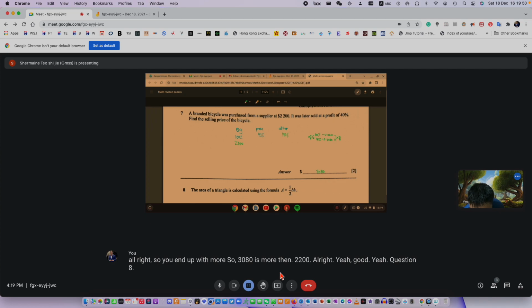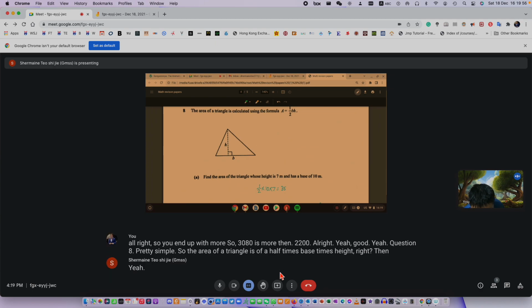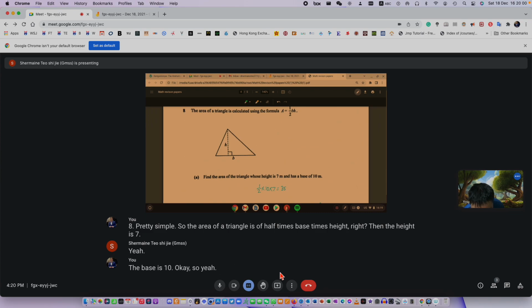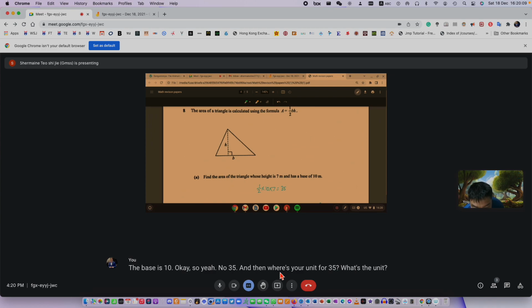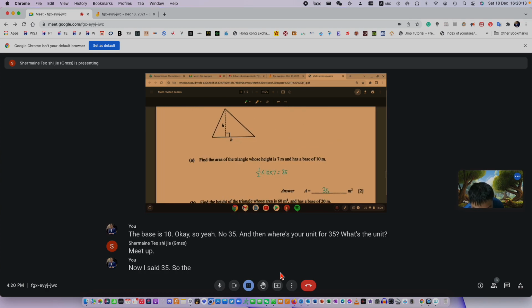Pretty simple. So the area of a triangle is half times base times height, right? Then the height is 7, the base is 10. Okay, so you end up with 35. And then where's your unit for 35? What's the unit? Meter. No, I said 35. So the unit is meter square. Alright? Yeah.